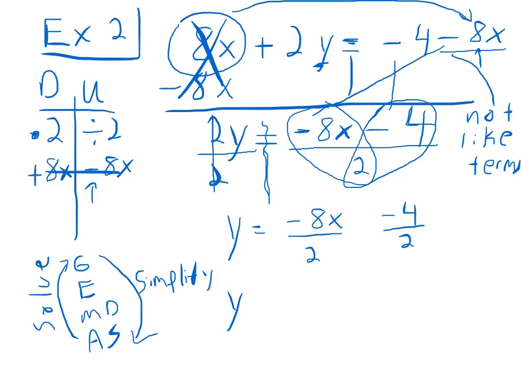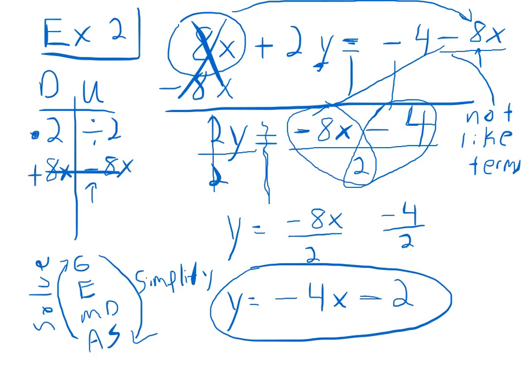So now, when you simplify these two fractions, a negative 8 divided by a positive 2 is going to give me a negative 4x. And then a negative 4 divided by a positive 2 will get me a negative 2, and I can show a negative 2 as just subtraction of 2. Right there, I just converted the starting equation to slope-intercept form, and I know that because I have y equals mx plus b, or y equals some number x plus or minus some other number. So this would be my answer to this example.